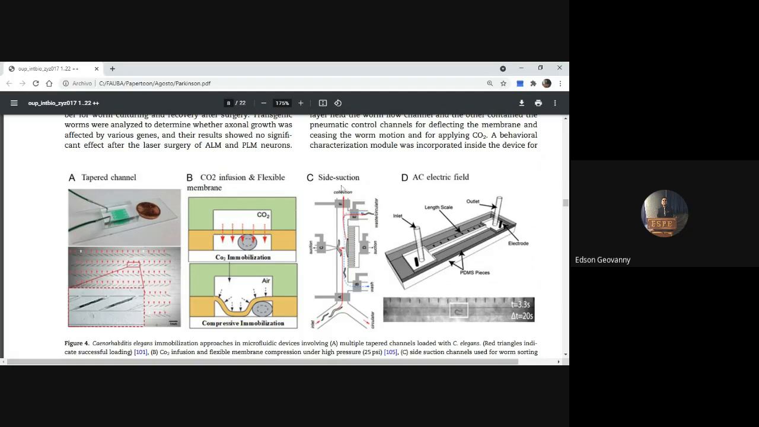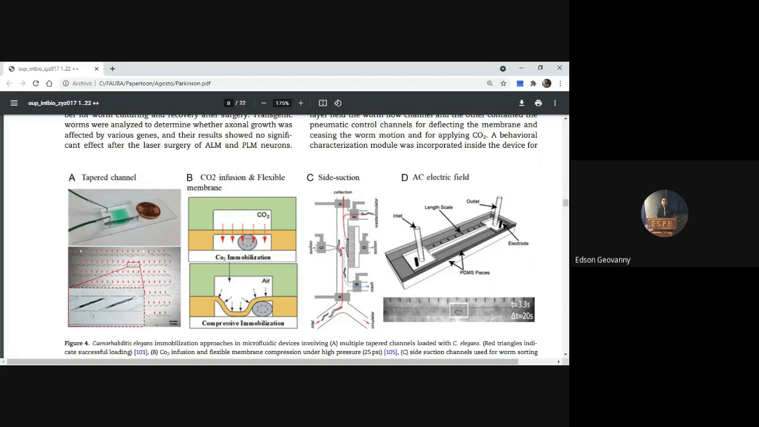Part C, the worm was longitudinally immobilized by using small suction channels lateral along the body of the worm. And part D, the response of C. elegans to electricity. Electricity is demonstrated, called electrotaxis. The worm goes to the negative pole of a direct current electric field, or stops when the electric field lowers the frequency.